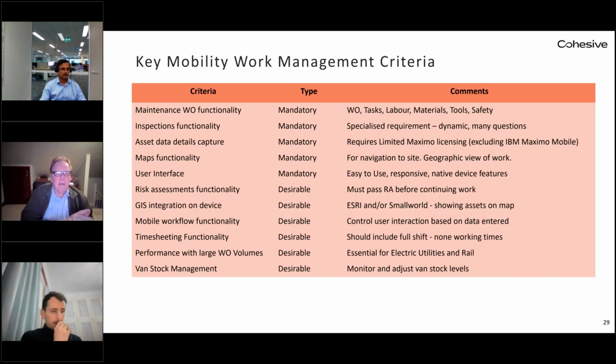Some of the criteria, we need to be able to do maintenance work orders. We need to be able to do inspections. We want to capture details of assets. One of the challenges, again, mainly electric utilities, the inspectors go out and walk the circuit. They discover 3 poles that weren't on the system. So they actually have to capture details of new assets. There's a transformer on that pole which they didn't know about. They need to capture the details of the transformer. So need to have that information.